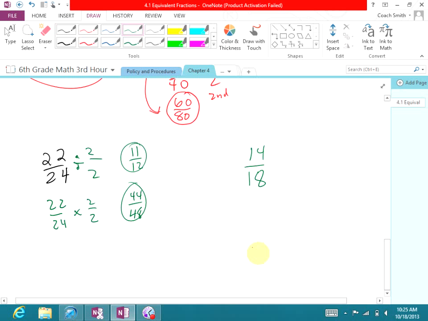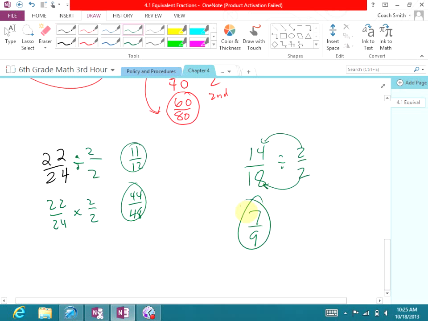All right, Emma, what'd you get? 7 over 9. Yes. 7 over 9. We divide by 2 over 2. 2 goes into that, and 2 goes into that. Okay? And that's where we get the 7 over 9.